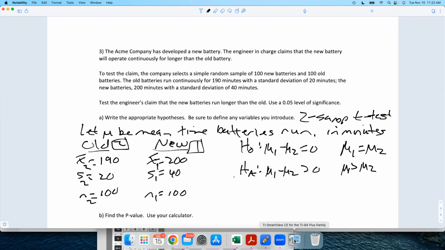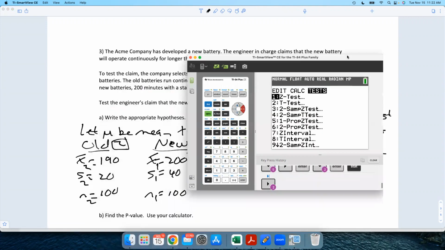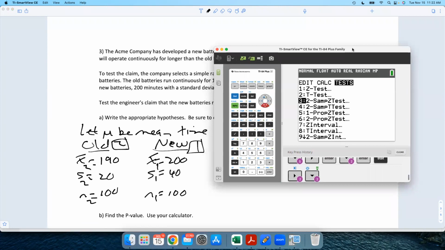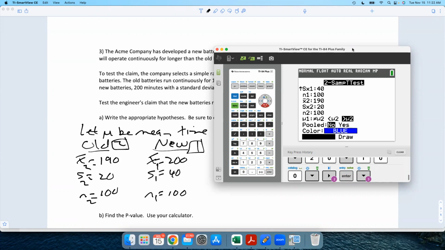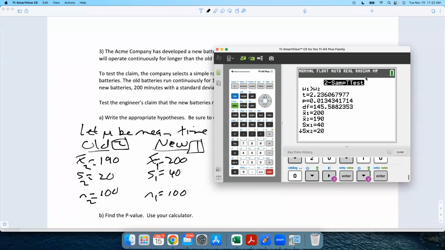All right, so we throw this in our calculator. Calculator does all the work. So I go to button 4, and I just type in my numbers, 190. Oh, and then I typed the wrong ones. Type in number 1, 200, 40, 100, 190, 20, 100. And I want mu1 is greater than mu2. We can always say pooled. No on pooled. Hit calculate.